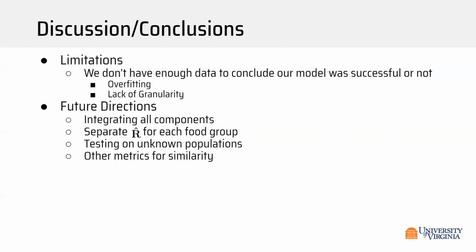As far as future corrections for our component, we have a few different ideas. First and foremost would be providing a tighter integration between our component and the other components in the system. This would allow for faster testing between components and help decrease the turnaround time from one iteration of the system to the next. We also see a way to optimize the model by separating R hat for each food group to allow for more precise comparisons and recommendations. Lastly, getting the system tested on unknown populations, as well as a larger scale population, would provide more validity to our approach and potentially provide us with better results than we saw in the previous slide.